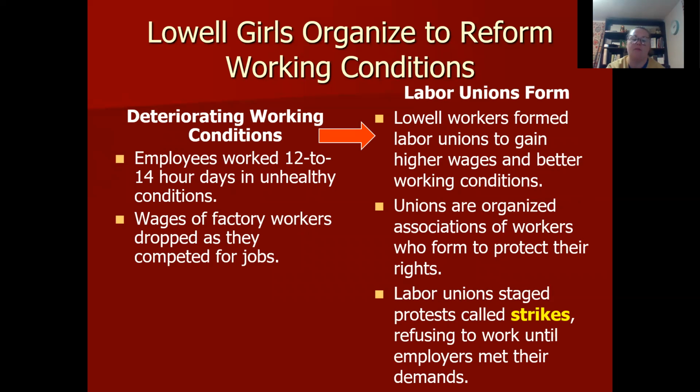Wages of factory workers dropped as they competed for jobs. So not only are the working conditions horrible, they would basically pin the people against each other fighting for a job, which made it so that the owners of the factories could pay the people even less. Okay, so this is just horrible. So labor unions formed. Lowell workers formed labor unions to gain higher wages and better working conditions. Unions are organized associations of workers who form to protect their rights. The labor unions staged protests called strikes. They refused to work until employees met their demands.